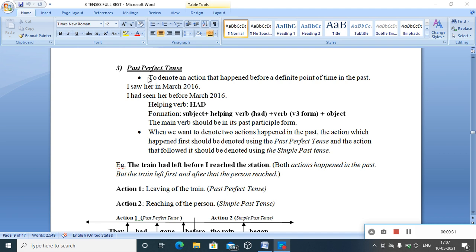Obviously, we can come across mainly two different usages for this tense. It's not just one usage, but more than one, and we will have to see both of those in detail. The first usage reads like this: to denote an action that happened before a definite point of time in the past. So what is special about it?